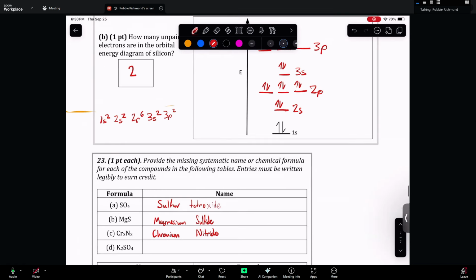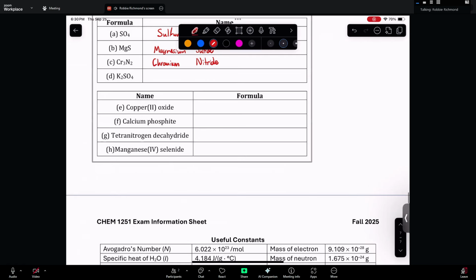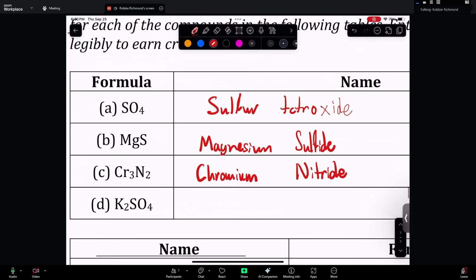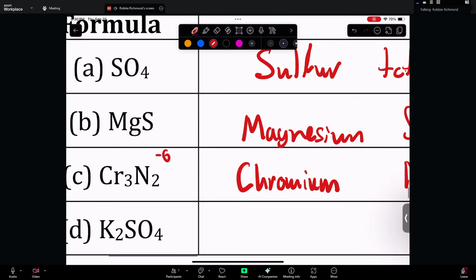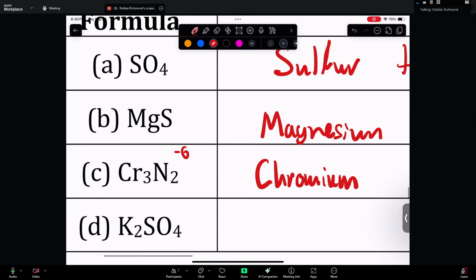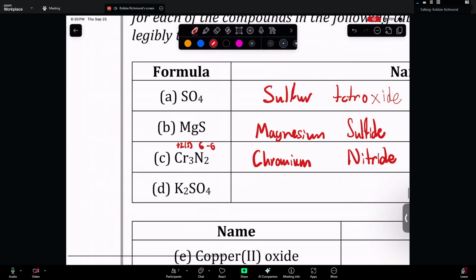So to figure out what Roman numeral we need to put down, if we have two nitrogens that have a -3 charge, overall that's going to be a -6 charge. And since we're trying to balance out the charges for a net 0 charge, chromium needs to be a +2 charge. +2 times 3 would be 6. 6 minus 6, that is 0. So it would be chromium(II) nitride.